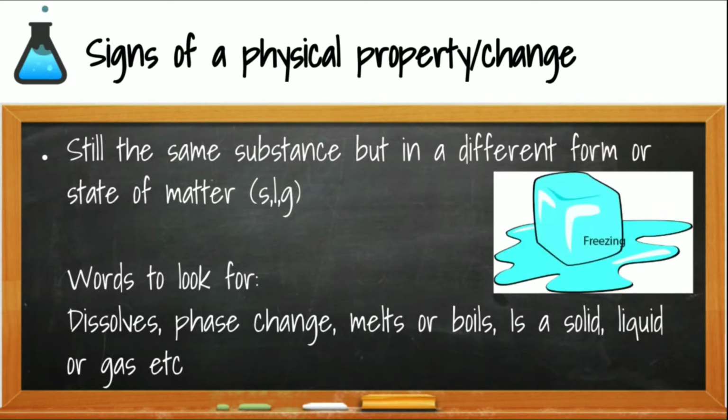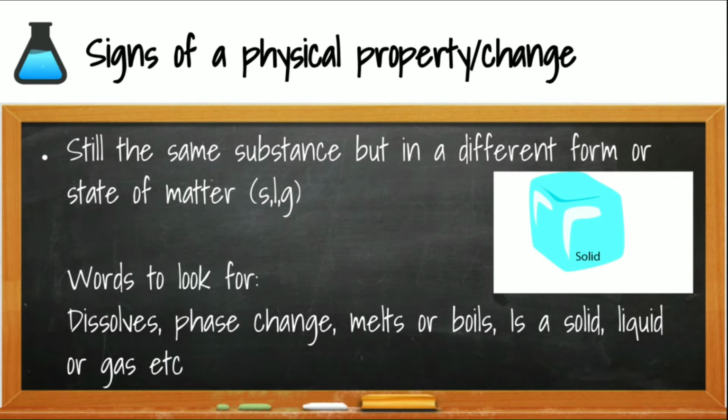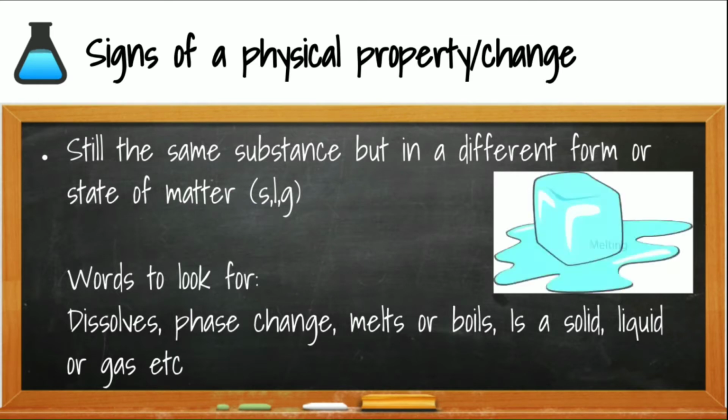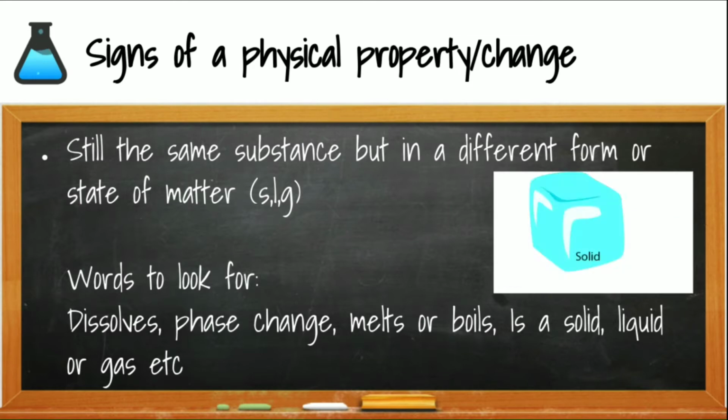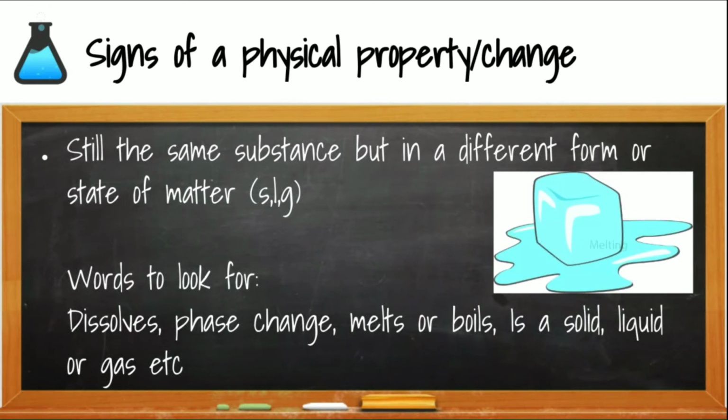So here you can see the example of when we start with solid water and we melt it, we can produce a liquid, but it's still water. And when we freeze that liquid, we can turn it back into a solid, but it's still water.